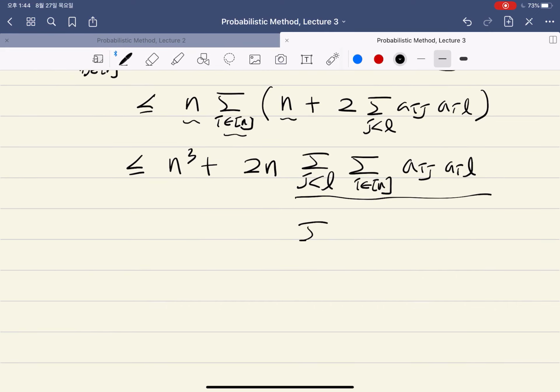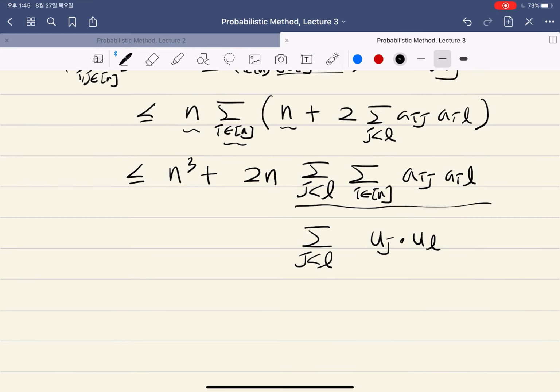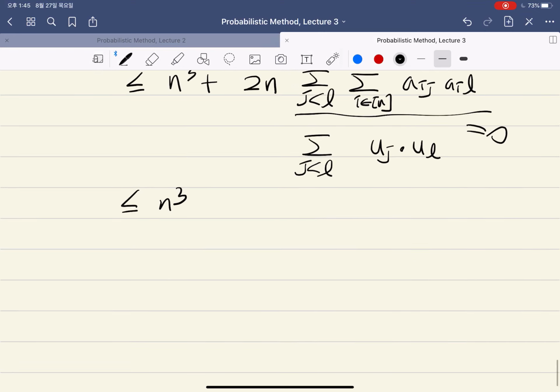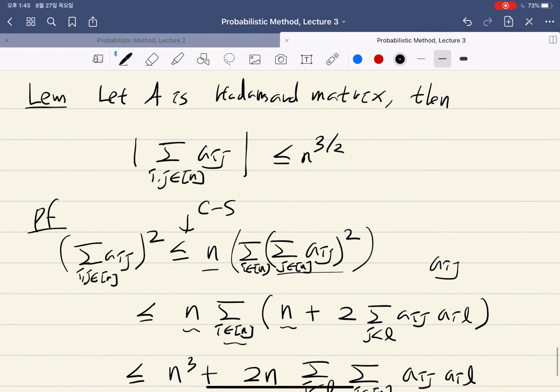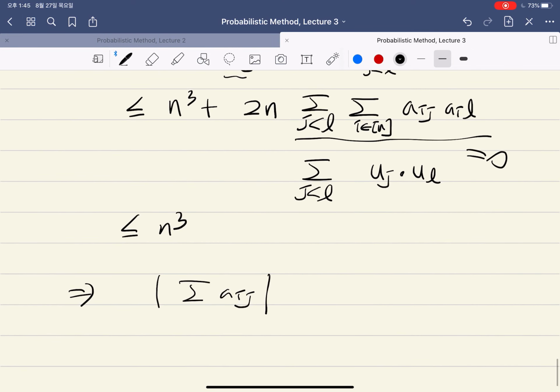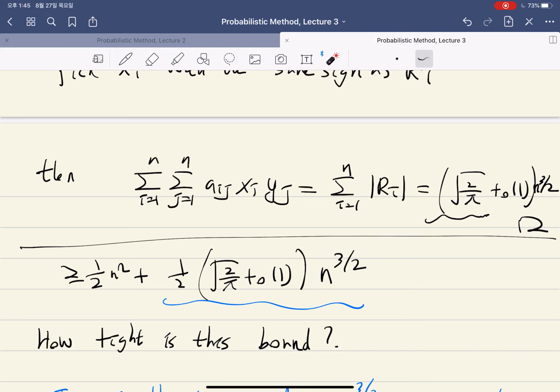So what's this? This is exactly the jth column dot product with the lth column. Sorry, I was a bit confused between rows and columns. Here, this column and that column, which is 0. So it's at most n cubed. So that says that the summation of all the entries is at most n to the 3 over 2. So this shows that this cannot be improved too much, and this order is best possible.